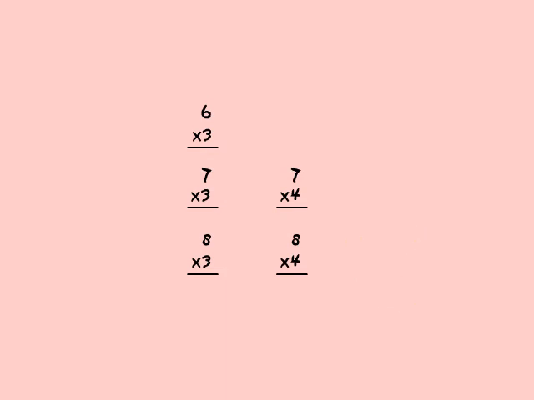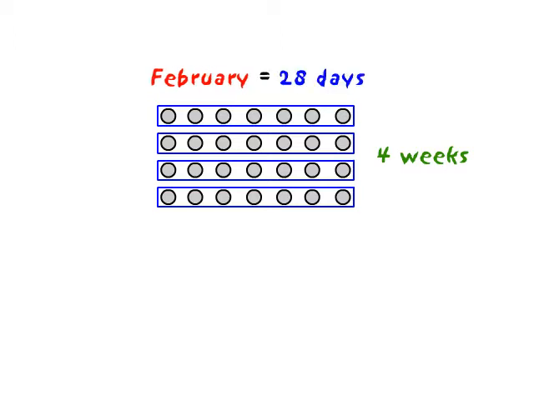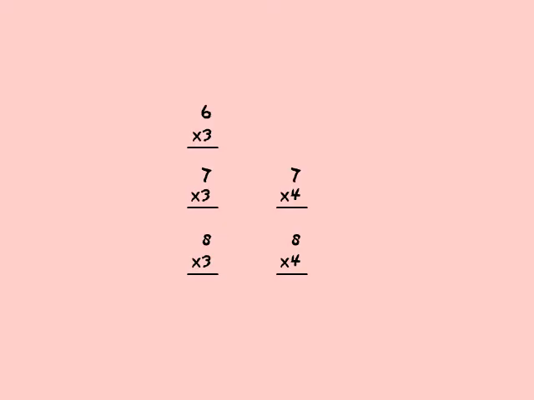Okay, now let's turn our attention to 7 times 4. 7 days is 1 week. 1 week is 7 days. February usually has 4 weeks. And as we said before, February usually has 28 days. 4 weeks, 7 days each. 7 times 4, why that's 28. So we know that 7 times 4 is 28. And we can just cross that sucker off and tell it goodbye.